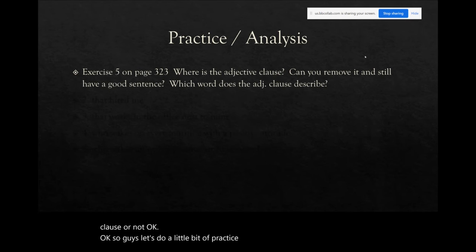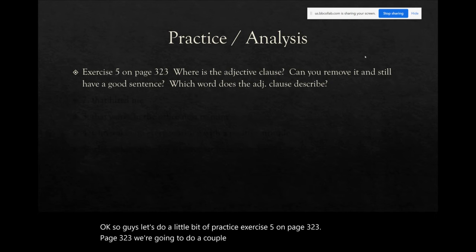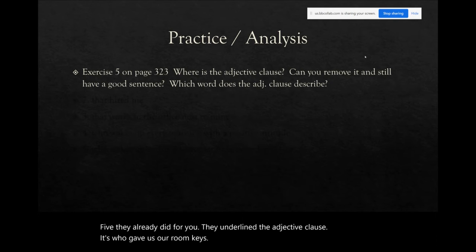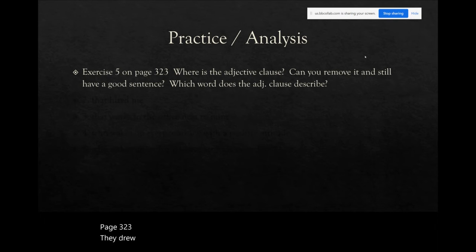Okay, guys, let's do a little bit of practice. Exercise 5 on page 323. We're going to do a couple of these together. Number 1, they already did for you. They underlined the adjective clause: who gave us our room keys. And they drew the arrow to clerk, because this whole adjective clause is describing the clerk.